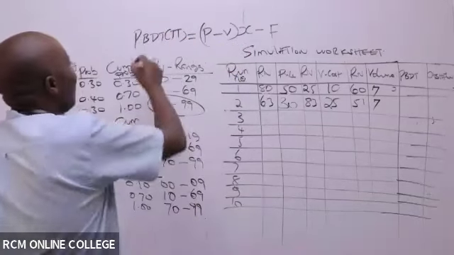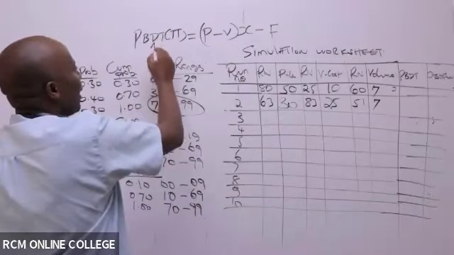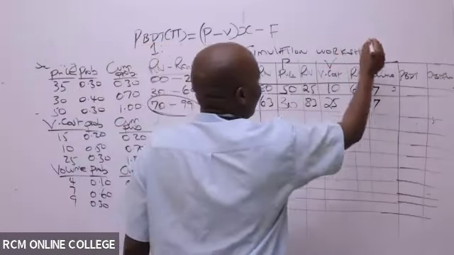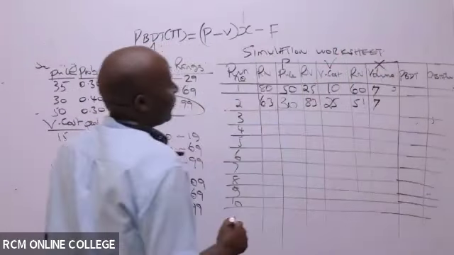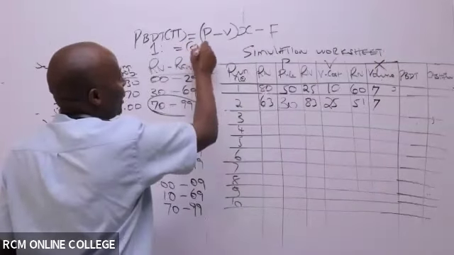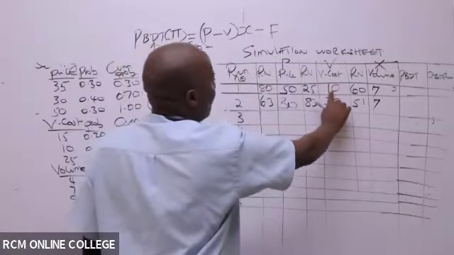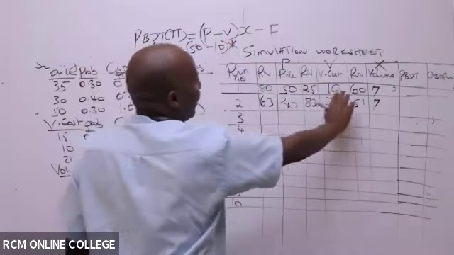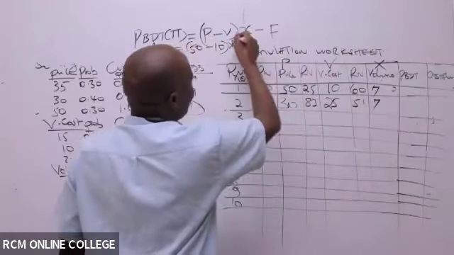Let's look at run number 1. So run number 1, what is the price? This is the P. This is the V. Volume is X. So the price here is 50, minus the V, which is what here? 10. Multiply by the quantity. Quantity is 7.